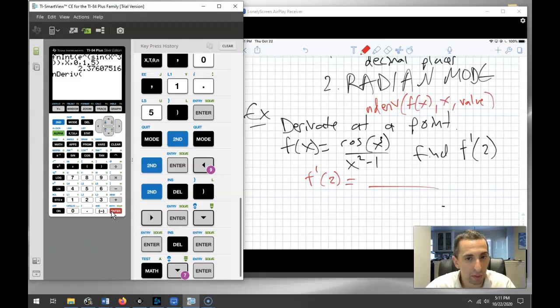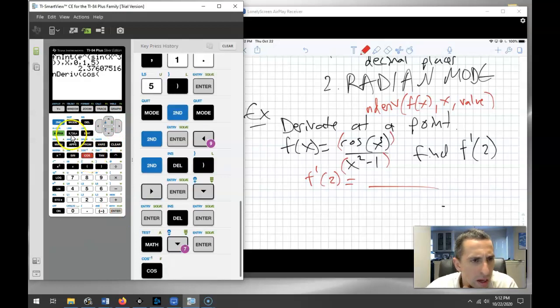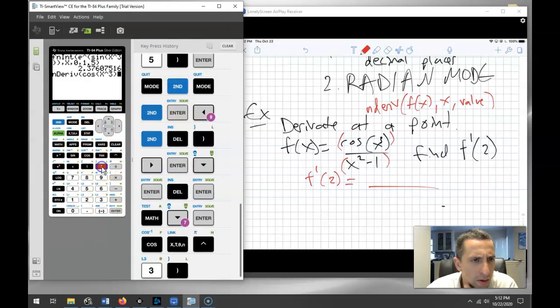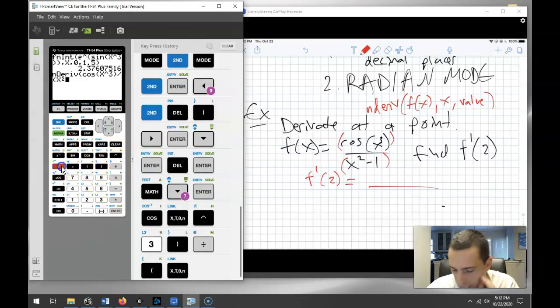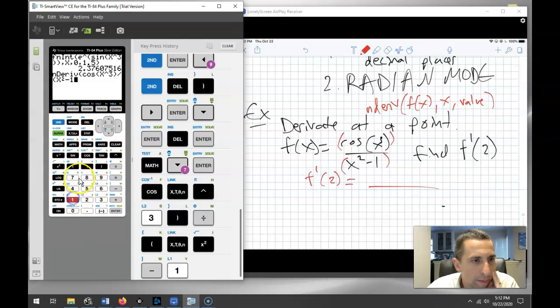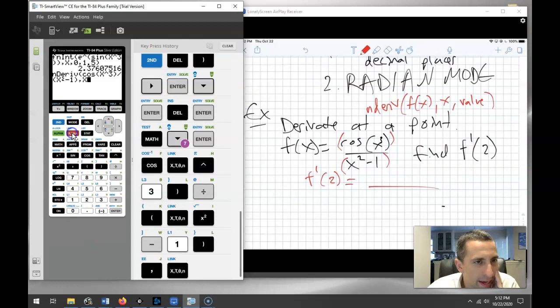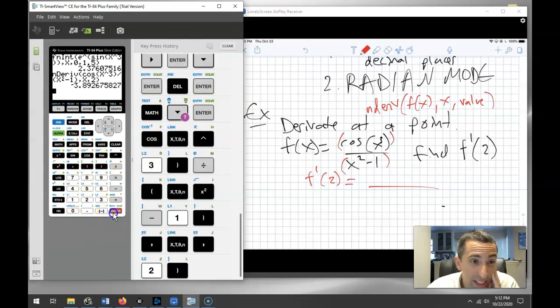So we're taking the derivative of the cosine of x cubed, and put the x squared minus 1 in parentheses too. So cosine of x to the third power. You actually don't need parentheses around that because it's one term, but you absolutely need parentheses around the x squared minus 1. So you close that out, and then you take that with respect to x, at 2, and your calculator will find this instantaneously and tell you that f prime equals negative 3.8926.